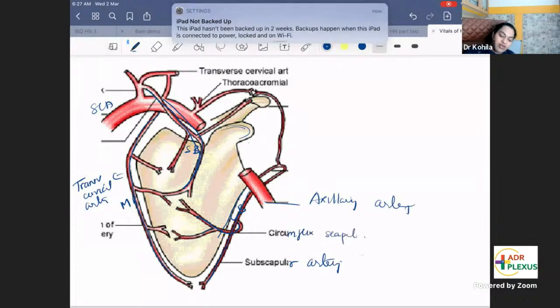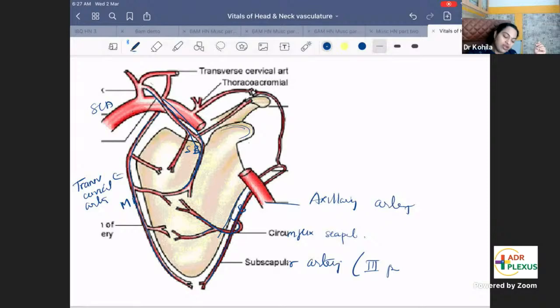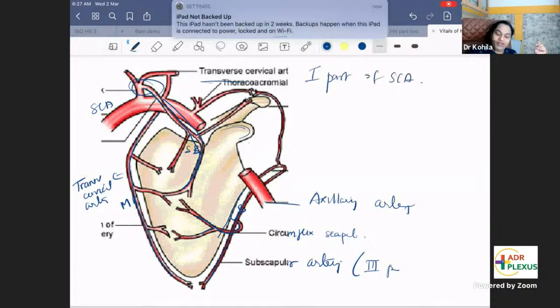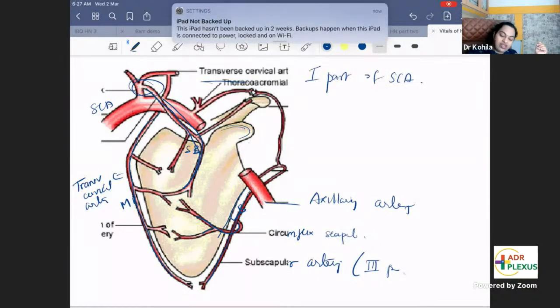Okay, these are from the third part of the axillary artery. So in and around the scapula, there is an anastomosis between the suprascapular and transverse cervical, which are all coming from the thyrocervical trunk. That's the first part of the subclavian artery. Okay, and these are branches from the third part of the axillary artery.